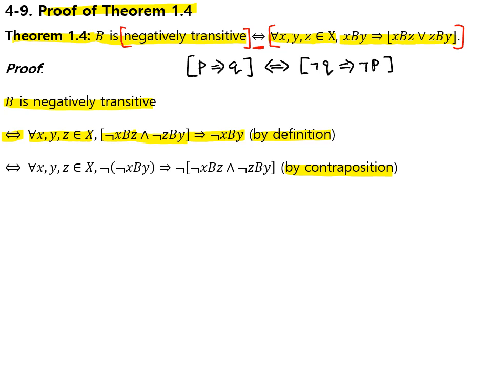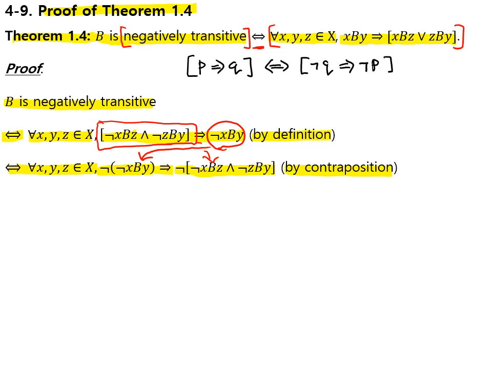So we are basically doing the same thing here. We are negating the consequent and moving it to the antecedent, and we are also negating the antecedent and moving it to the consequent. So by taking the contrapositive of the definition of negative transitivity, we arrive at the statement that for all x, y, and z, not xBy implies not xy and not zBy.